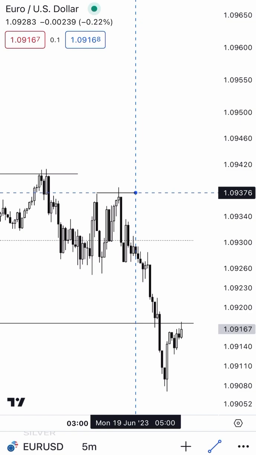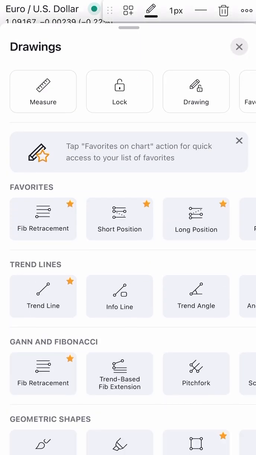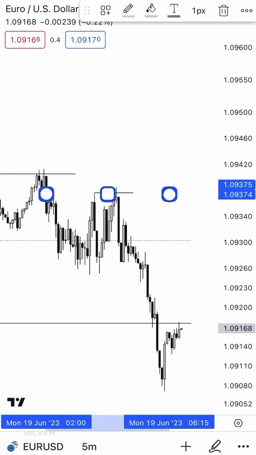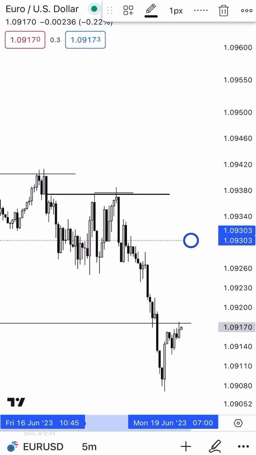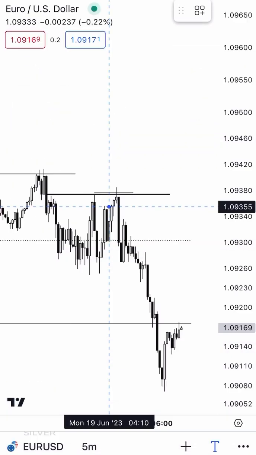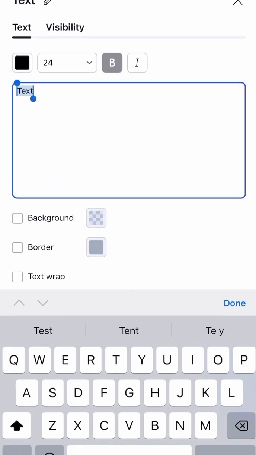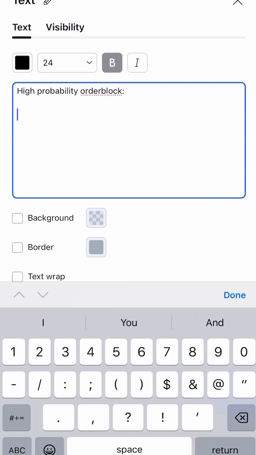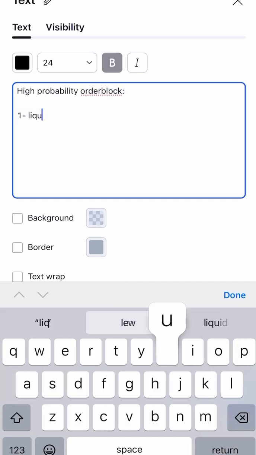What did I say just 5 minutes ago? 5 seconds ago. Order block. Now, is this a high probability order block? Yes or no? First of all, what are the rules for a high probability order block? Number one, it has to occur inside of a liquidity pool. Did that happen? We will see right now. Inside of a liquidity pool.